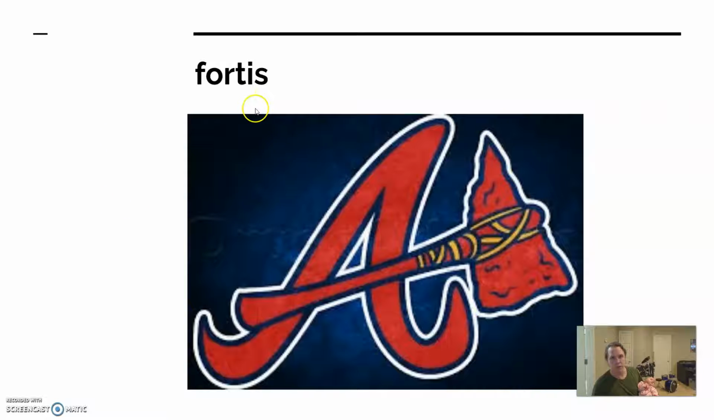All right. Fortis, brave. Fortis means brave or strong. You see the word like fort, fortify, fortitude. Right. What do you think, baby girl?